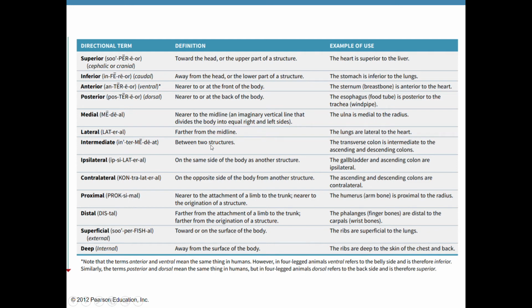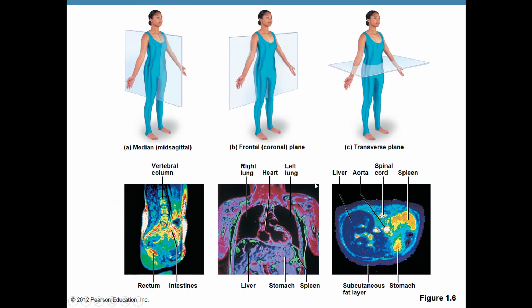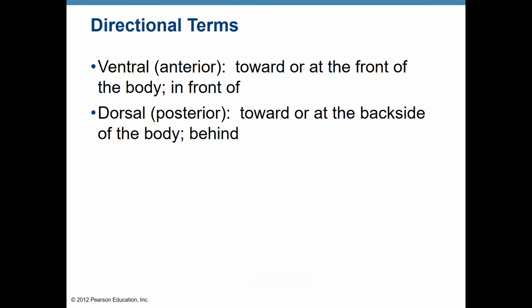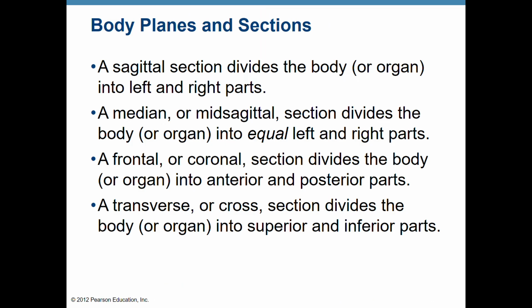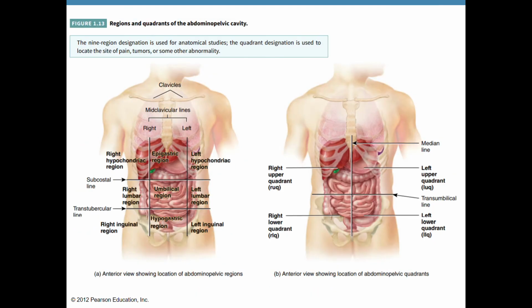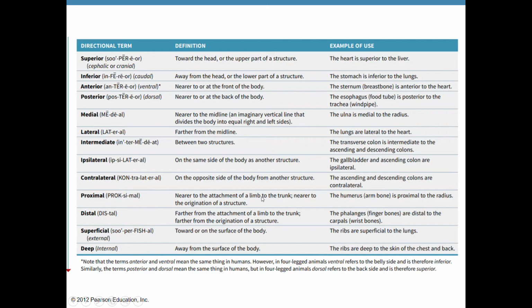Intermediate, so between two structures. The transverse colon is intermediate to the ascending colon. Look at this example. This is the ascending colon and this is the descending colon. So the transverse colon is what? Intermediate between the ascending and descending colon. So that is what you call intermediate, between two structures.